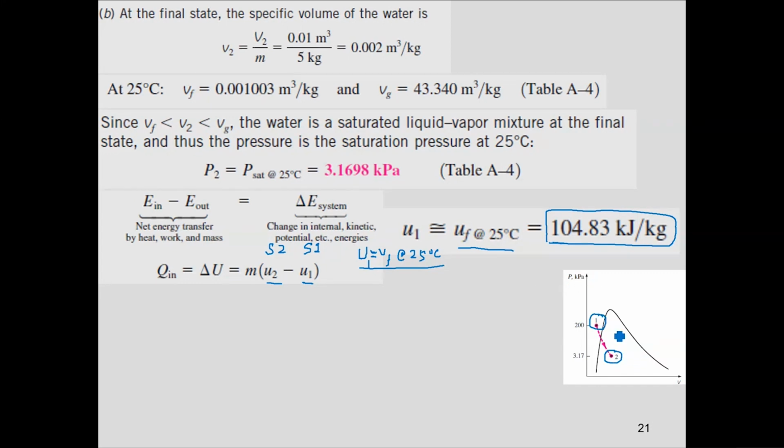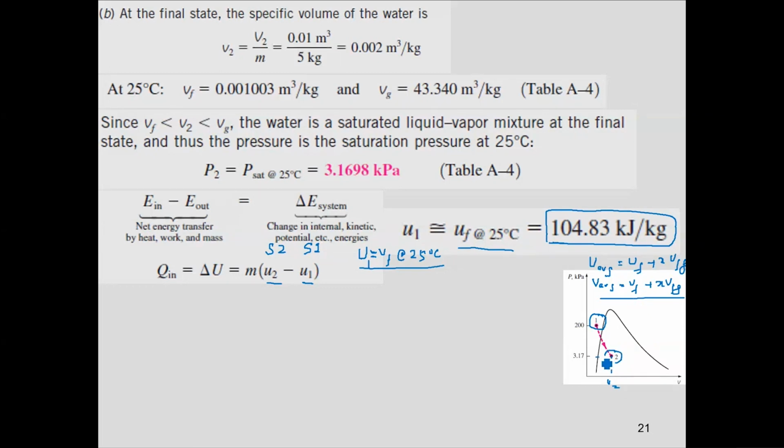In order to find U2, I know I am in mixed region. I need to have an expression or value of x in order to find out U2. So if you remember, the U value or the average value of any property is essentially Uf plus x Ufg, or V average is equal to Vf plus x Vfg. I have the value V2 as V average. So V2 is known to me.